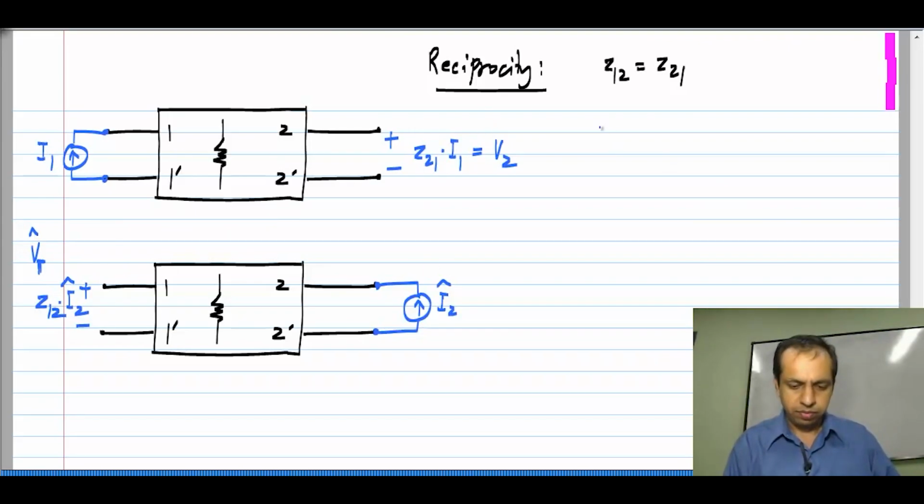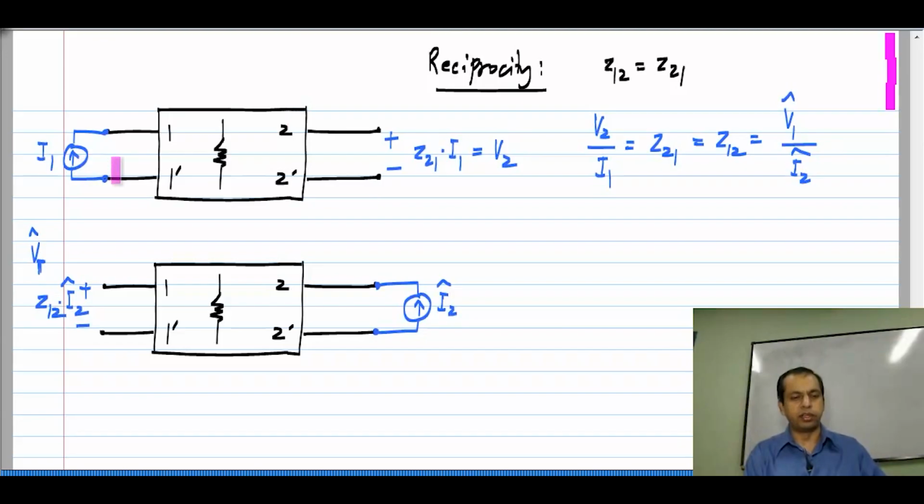So, essentially V2 by I1 would be Z21, and I have to prove that that is the same as Z12, which is V1 hat by I2 hat. Okay. So, essentially the open circuit transmission parameters from one side to the other side, that is what I have to prove to be equal for both sides, from port 1 to port 2 and port 2 to port 1. So, this is how I will go about proving the reciprocity for 4-terminal two ports, and I will use the results I already know from 3-terminal two ports. Okay.